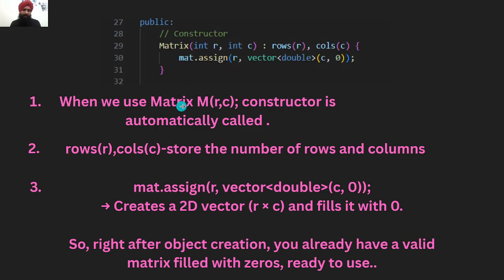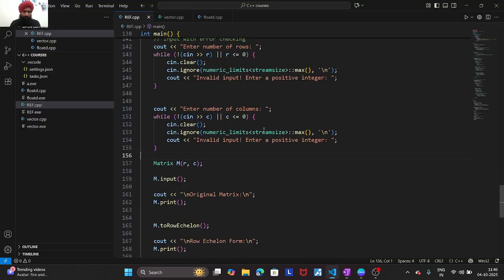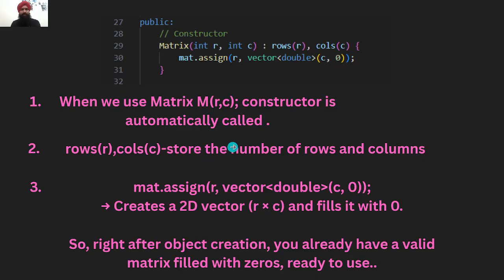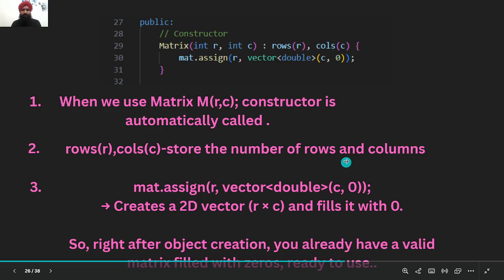When we use a matrix M(R, C), as I have shown here, the constructor is automatically called, and this R and C, rows R and columns C, store the number of rows and columns in our matrix. And here we see matrix.assign(R, vector<double>(C, 0)). Then it creates a 2D vector of size R cross C and fills it with all entries as 0 for first initialization.